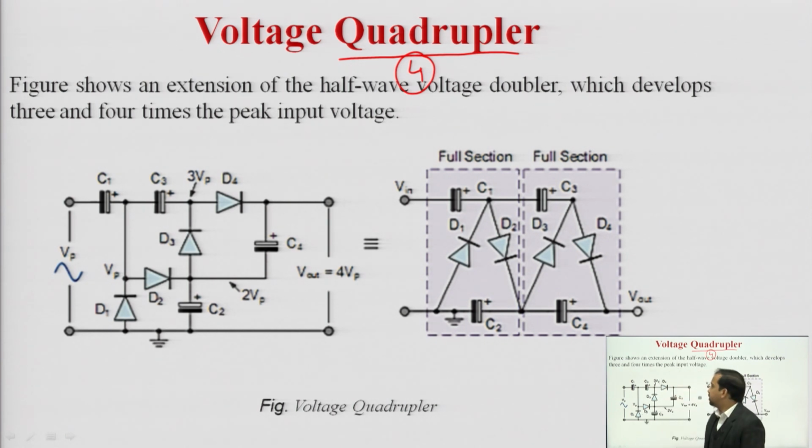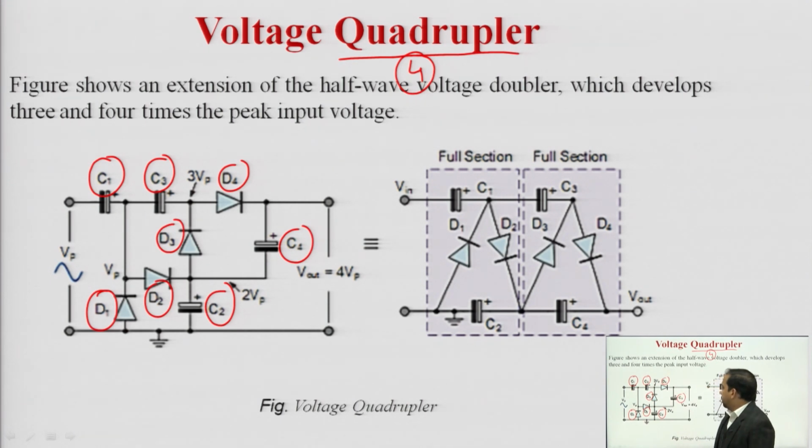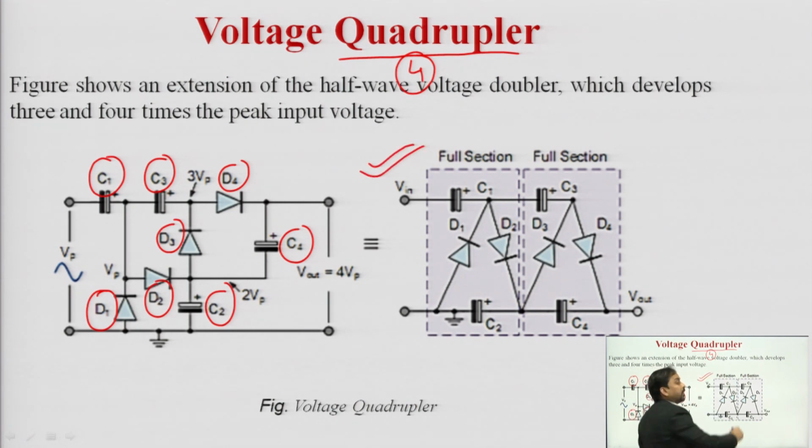We can clearly see we need these capacitors: this is C2, this is C3 and this is C4. Similarly, we need 4 diodes also: this is D1, this is D2, this is D3 and this is D4. So, again we can see how this quadrupler circuit works. This is the equivalent representation, which will be quite easy and very helpful to illustrate the working of this voltage quadrupler circuit.